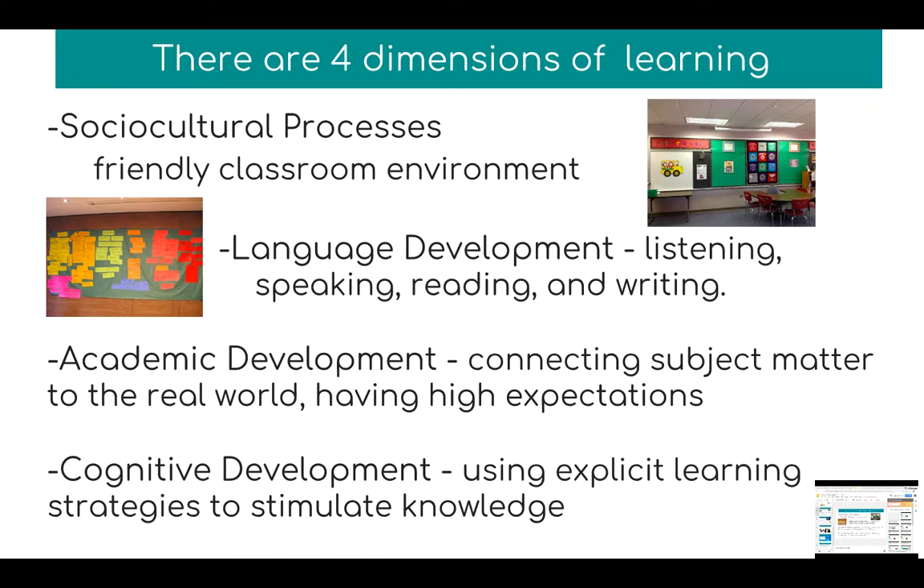The next one is the academic development, where teachers can spend time teaching about the child's culture. They connect the subject matter with the real world and have high expectations for all students. The last one is cognitive development, where we gain insight into how the child learns best. We use explicit learning strategies to stimulate knowledge. The child uses higher order thinking skills, begins questioning, uses dialogue, and starts problem solving.